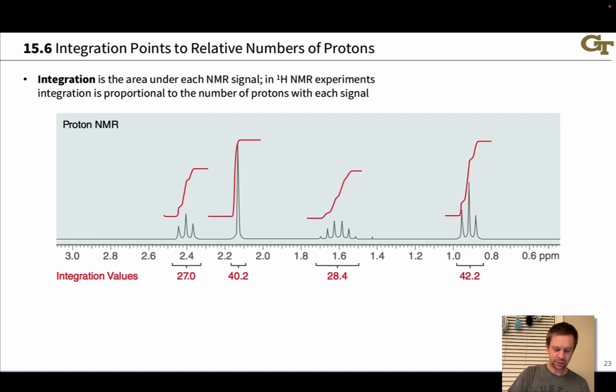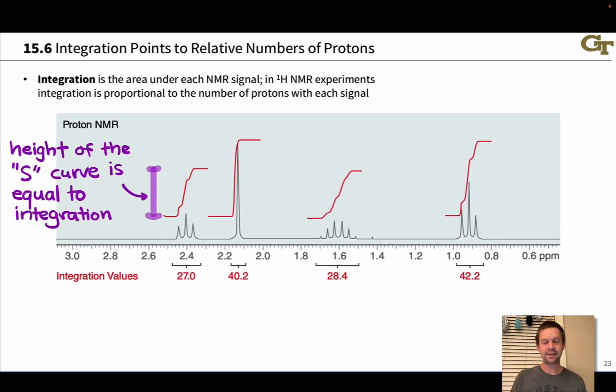What this red curve is showing is essentially a running total of the integration as we move left to right across each signal. And so the height of each of these red curves is a measure of the integration. And they tend to be S-shaped because they start out low, slowly increase over the course of the signal, and then on the other side of the signal, they flatten out again.